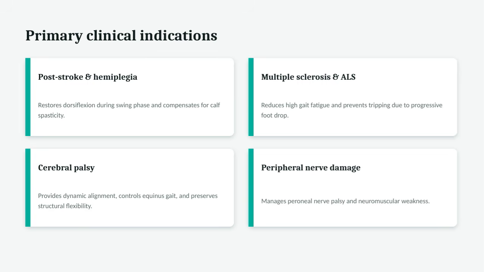For patients with multiple sclerosis and ALS, it helps reduce high gait fatigue and prevents tripping caused by progressive foot drop. Moving on to cerebral palsy, this approach provides dynamic alignment, controls equinus gait, and importantly, preserves structural flexibility to support better movement. Lastly, for peripheral nerve damage, it manages peroneal nerve palsy and addresses neuromuscular weakness to enhance overall function. Each of these points highlights how this treatment targets specific challenges related to different neurological conditions.